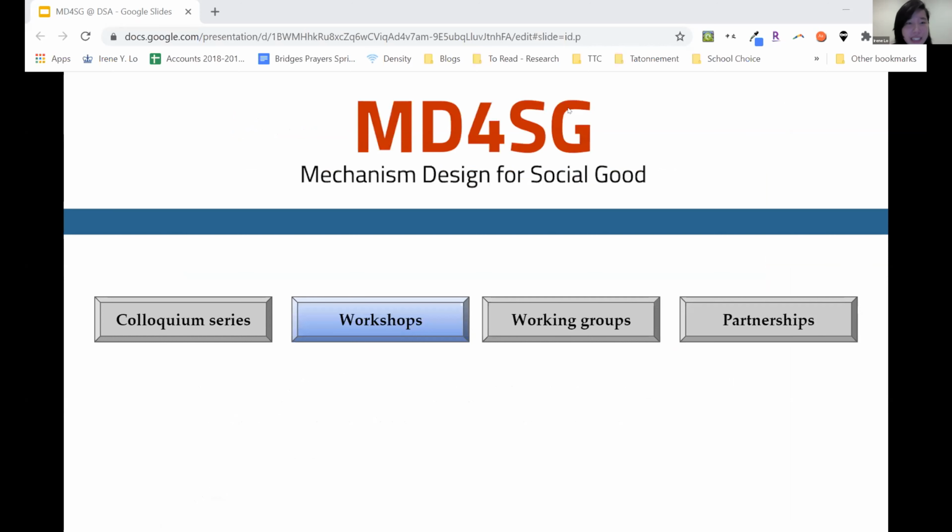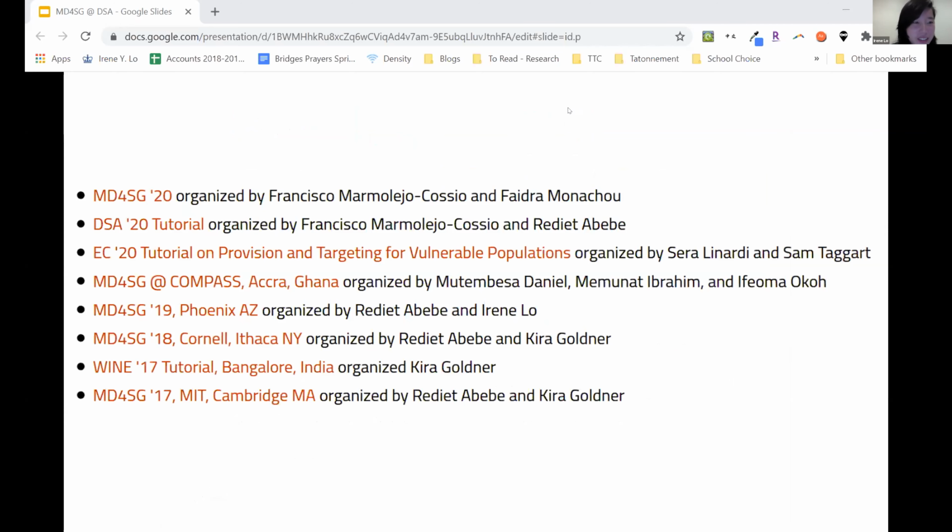Our second set of activities are our annual workshop, as well as events at other conferences and workshops throughout the year. For example, this event that we're doing right now with all of you. And so here are some of the events that we've had. We have an upcoming standalone workshop, MD4SG 2020, which we're very excited about. But right now we're here with you at Data Science Africa. And yeah, here's just some of the other events that we've had.